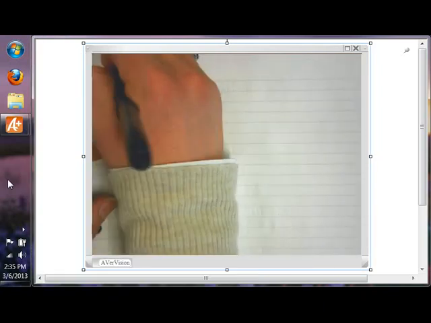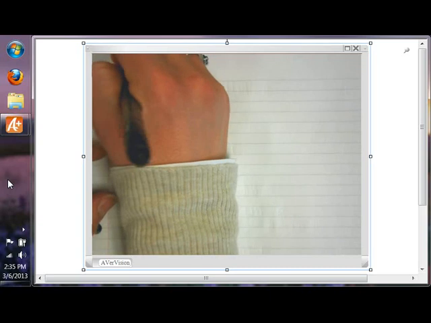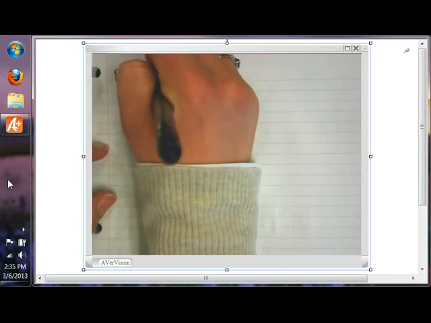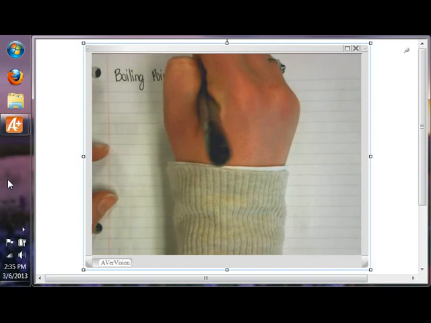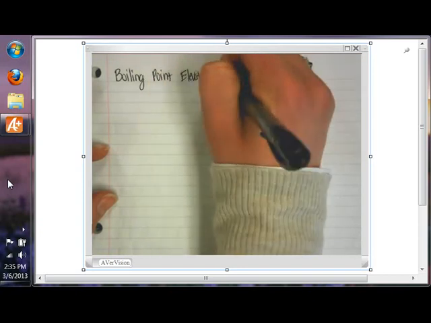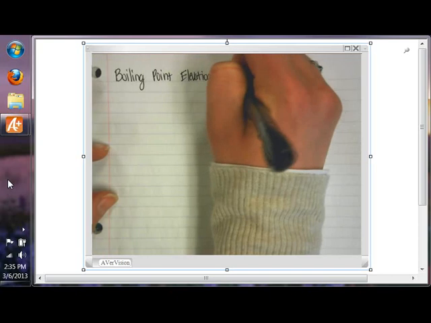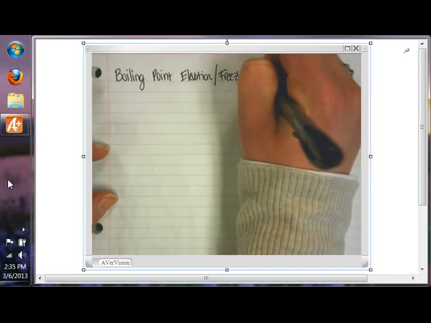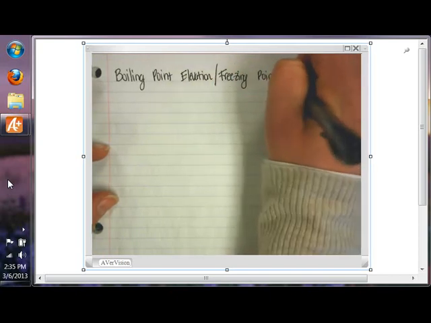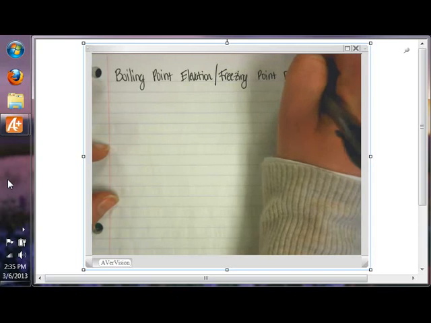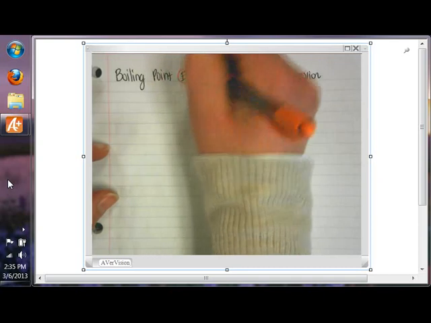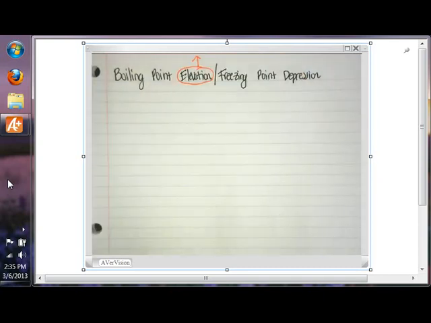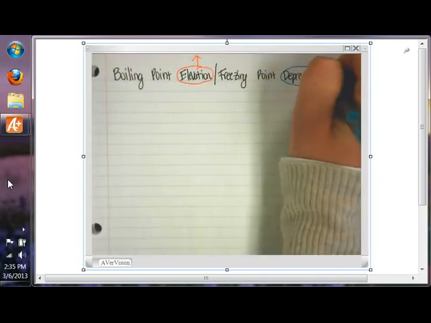The title of today's notes is called Boiling Point Elevation / Freezing Point Depression, where elevation means to increase and depression means to decrease.